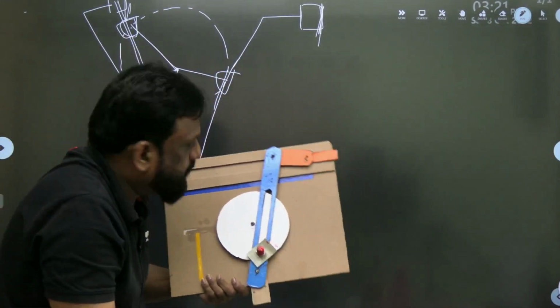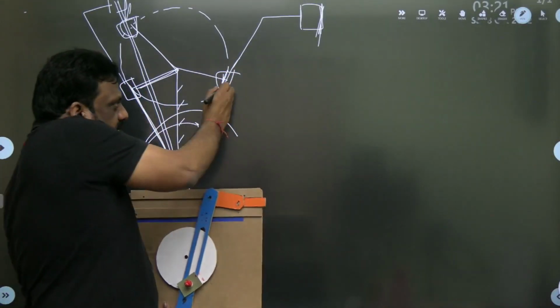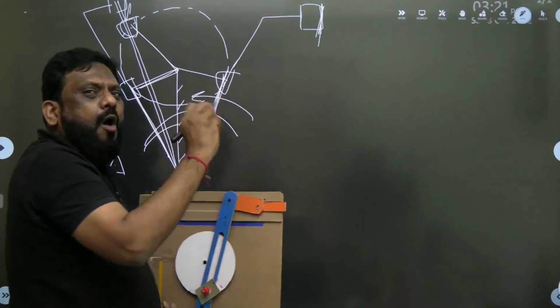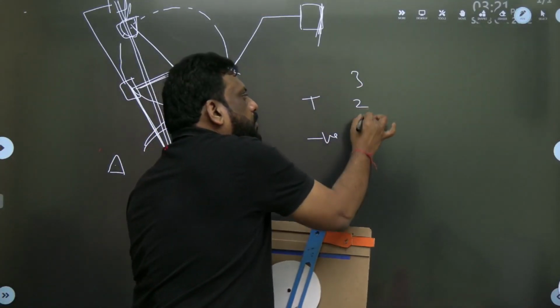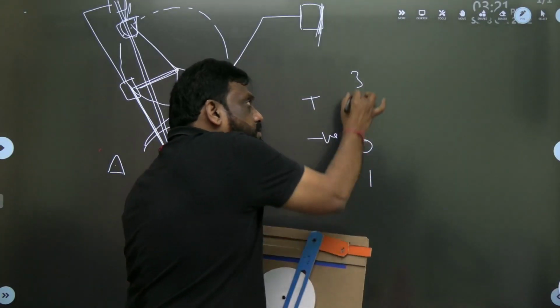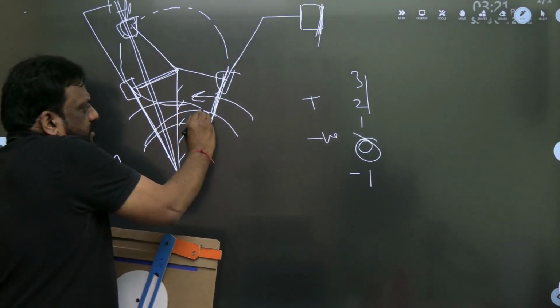At this position, my omega is reversing the direction. Originally it was clockwise, now it is becoming anti-clockwise. How can you move from positive to negative? You can move from 3, 2, 1, 0, -1. So positive to negative means 0. So it is clockwise, clockwise, clockwise, up to the extreme position.